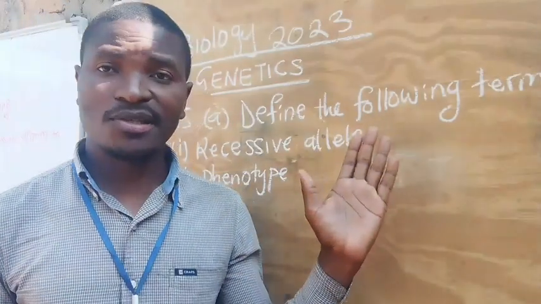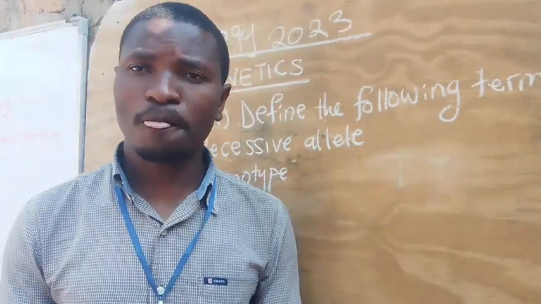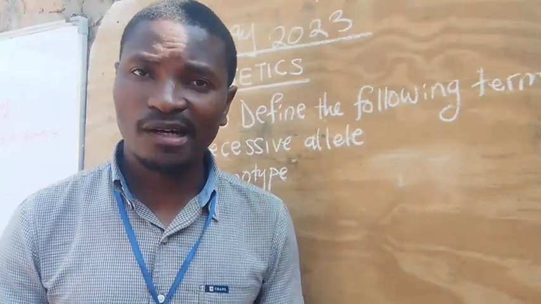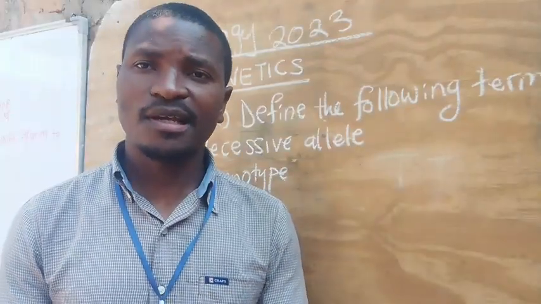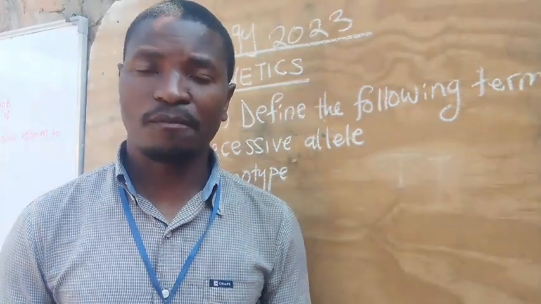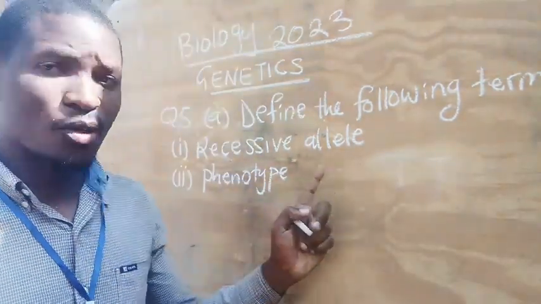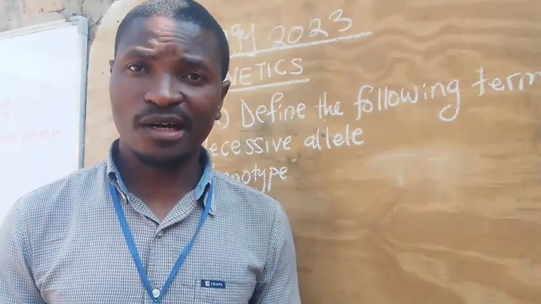So now the question says, define the following terms. The first one is a recessive allele. The second one is phenotype. So what is a recessive allele?